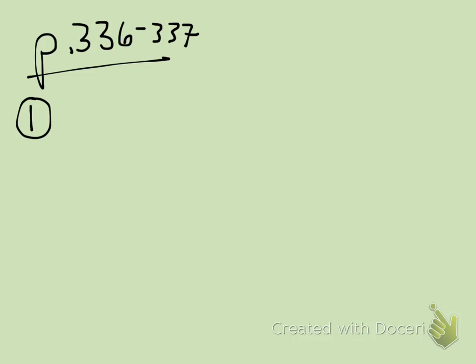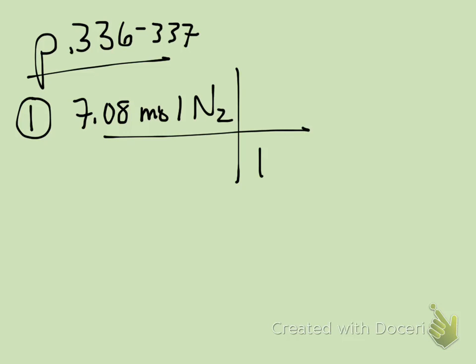At STP, what's the volume of 7.08 moles of nitrogen gas? Because we see the words at STP, we can do this. 7.08 moles of N2. 1 mole of N2 has a volume of 22.4 liters.